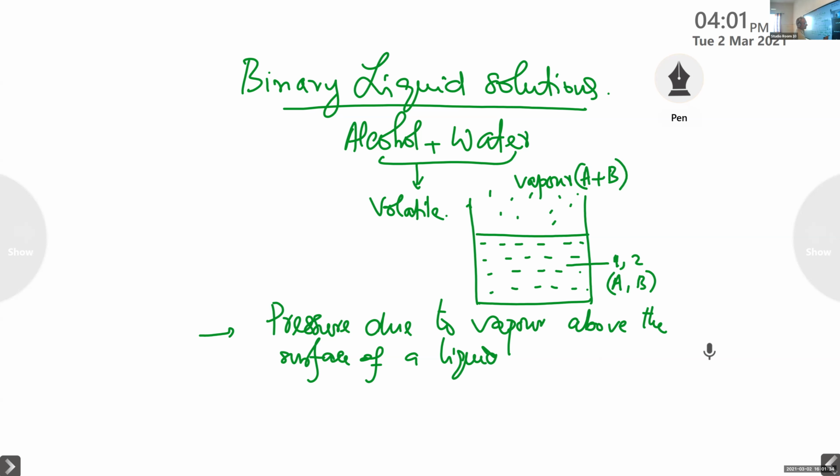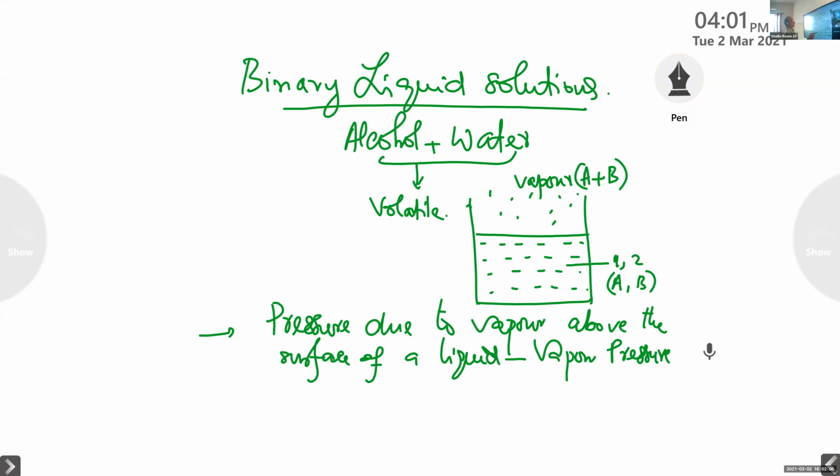So vapor pressure of a liquid is the pressure exerted by vapor sealed above the surface of a liquid. The vapor above the surface of a liquid exerts a pressure, and the pressure due to vapor above the surface of a liquid is called vapor pressure.